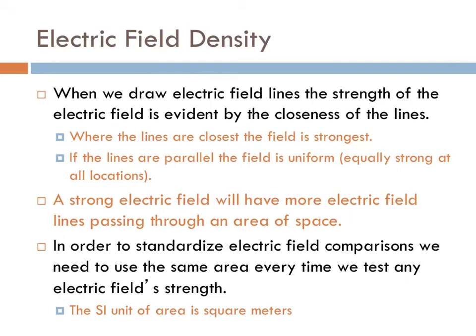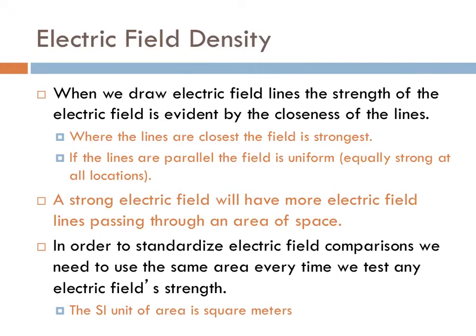Now, electric field density is going to be the focus for the rest of the video. When we draw electric field lines, the strength of the electric field is evident by the closeness of the lines. We went over this last time. Where we see lines that are close together, that means the field is strongest at those points. If the lines are parallel, then that means the field is uniform, like in between two charged plates. A strong electric field will have more electric field lines passing through an area of space, and that's the part we're going to look at today.